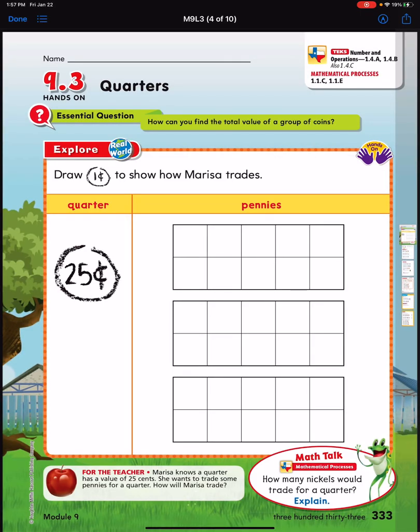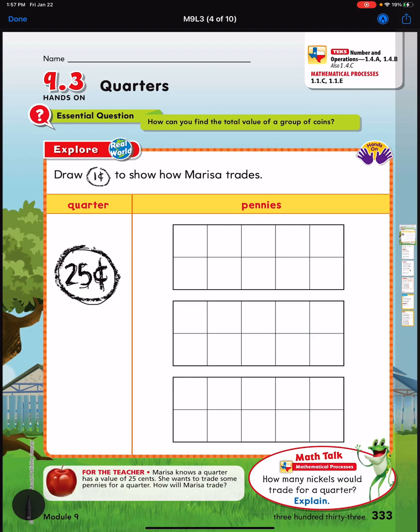Today let's talk about quarters. And quarters are worth 25 cents. So here's my quick picture of a quarter, 25 cents. And our question is, how can you find the total value of a group of coins? We've been working on that with dimes, nickels, and pennies. And today we're going to add quarters to that.